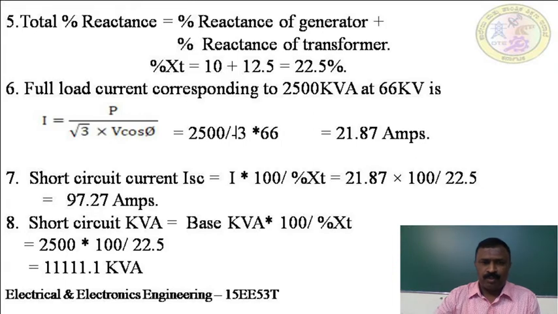Next I want to calculate what will be the short circuit kVA. The short circuit kVA is equal to the base kVA multiplied by 100 divided by percentage X resultant, or the percentage X total, that is equal to 2500 into 100 divided by 22.5. So you will get it as 11,111.1 kVA. Now this is called the short circuit kVA. So we know what is the X total, we know the full load current, we know the short circuit current, and we know the short circuit kVA. So this is how we can solve the problem.